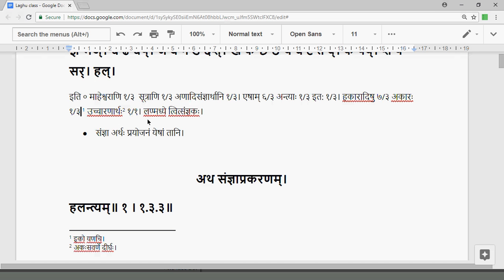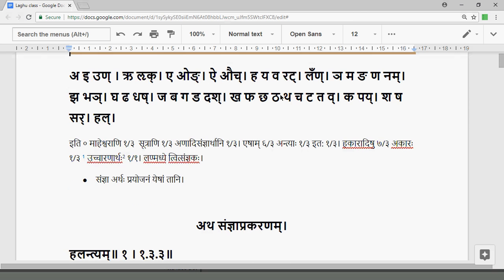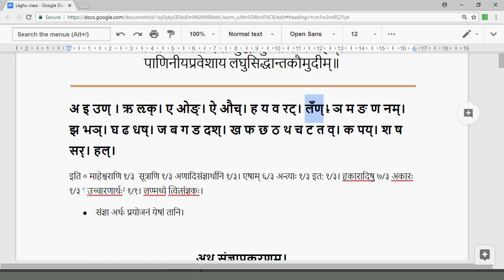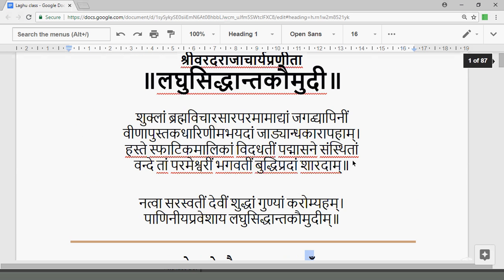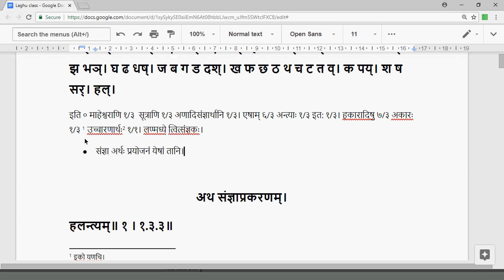Hakaradishu akara uccharanarthaha. Lan madhye tu itsanyakaha. Tu itsanyakaha. So lan madhye is what? Madhye, in this lund sutra, lund madhye is in the lund sutra. This akara is what? It is also for uccharana, but not only for uccharana, it has been marked as anuswara, and that anuswara vowel is an it letter. So here it says lund madhye itsanyakaha akara. So you have to bring in akara here. Lund madhye, seventh case singular.